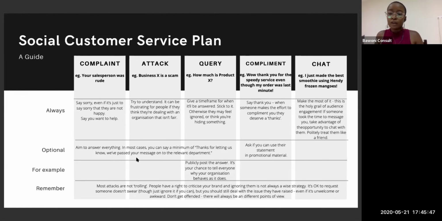And then also another option is, like I said, with the compliment, asking if you can use their compliments for promotional material or as a testimonial.